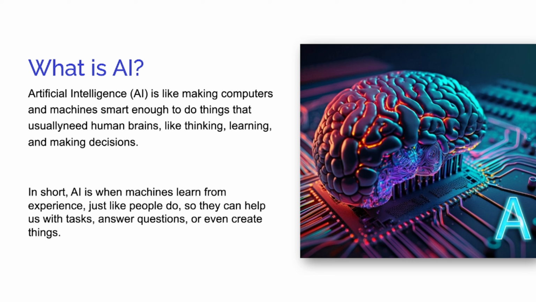I'll tell you a story about Alan Turing and the history of AI briefly, but first, let me read what I have here. Artificial intelligence is like making computers and machines smart enough to do things that usually need human brains, like thinking, learning, and making decisions. Now, let's go through it slowly. Making computers, machines smart enough to do things that usually need human brains.